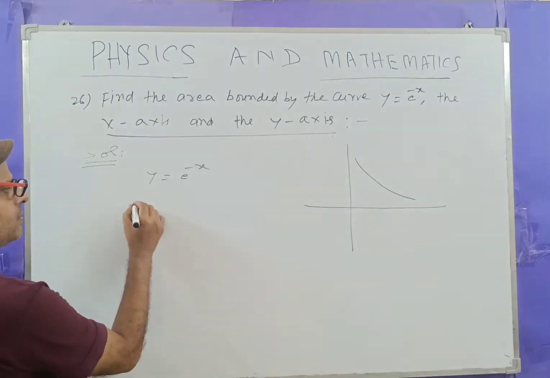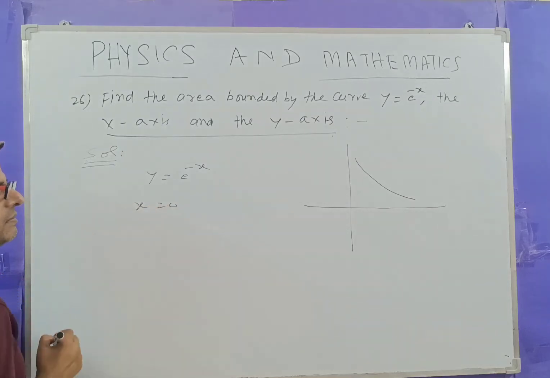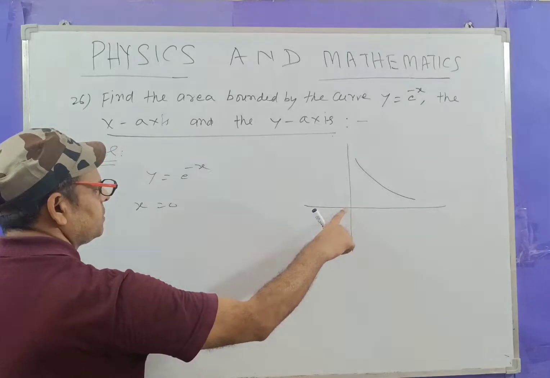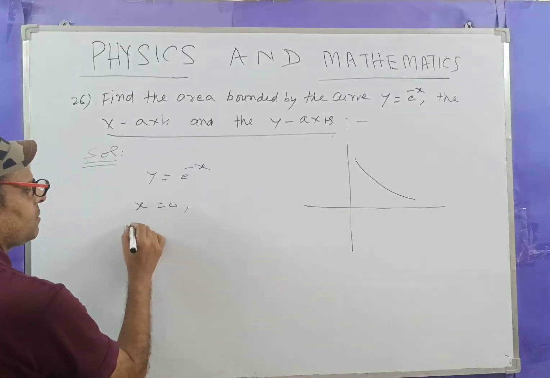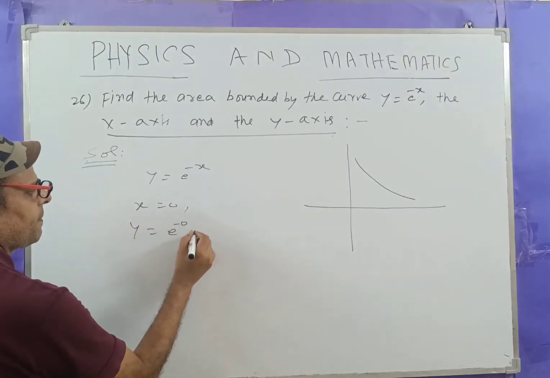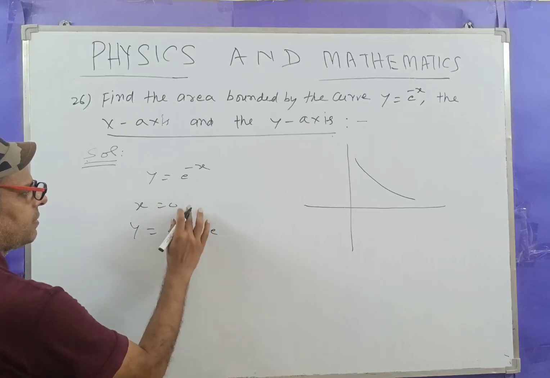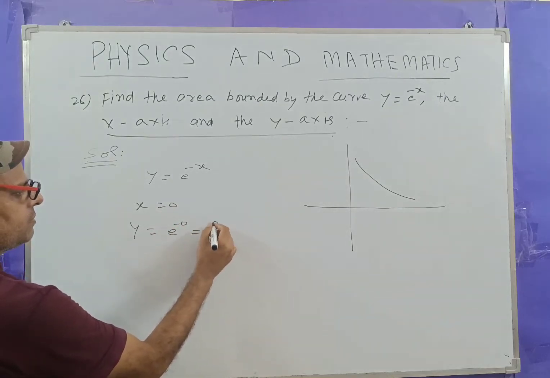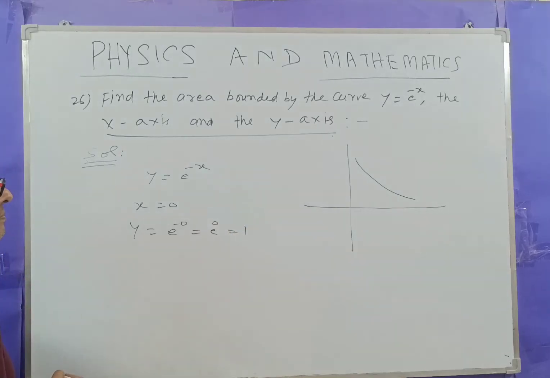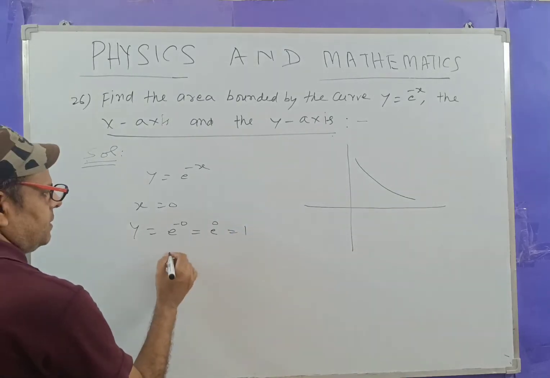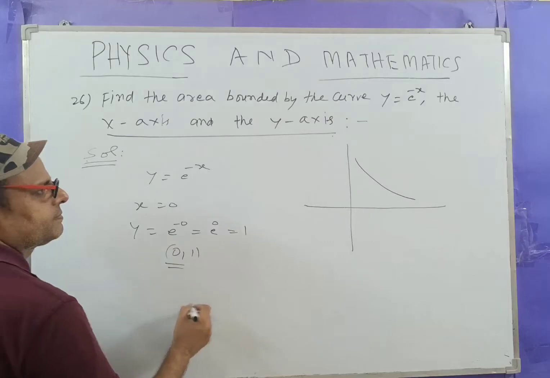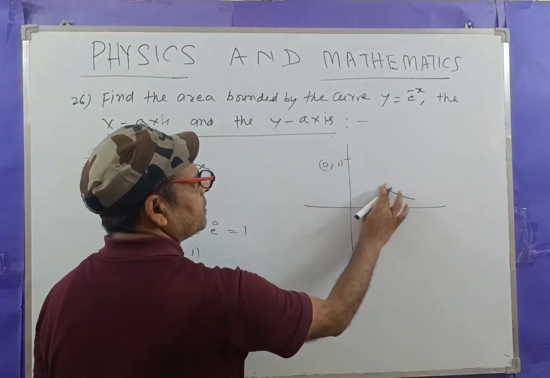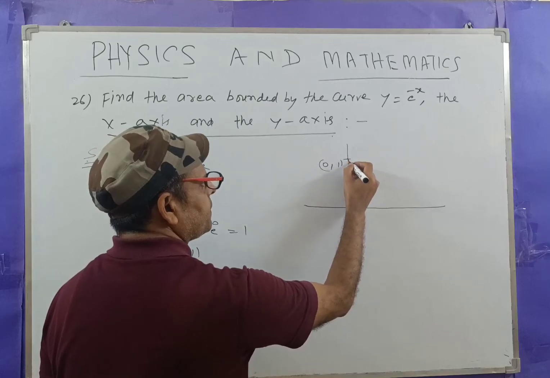So when x is equal to 0, let us see where this graph meets the y-axis. X is equal to 0, then y is equal to how much? It is equal to 1. That is, (0, 1) is the coordinate. Suppose (0, 1) is here. The graph will meet here.